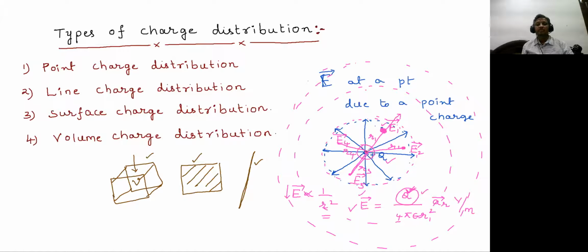If a charge is distributed in the form of a point, we call it a point charge distribution. If the charge is distributed in the form of a line, whether positive or negative charge, we call it a line charge distribution. Similarly, if the charge is distributed on a metallic sheet, we call it a surface charge distribution. And if the charge is distributed inside a volumetric structure, it is a volume charge distribution.